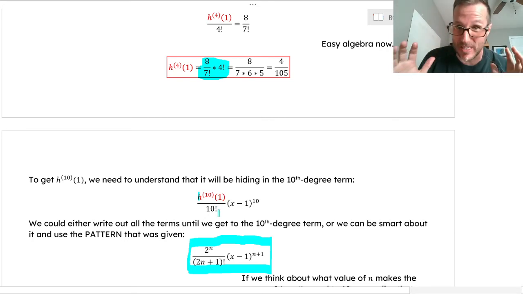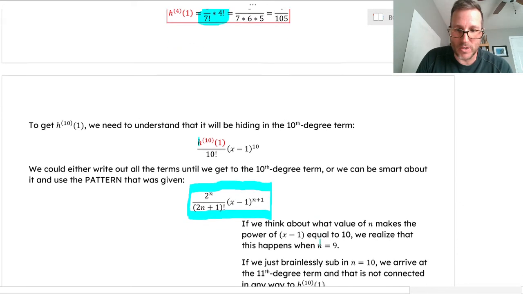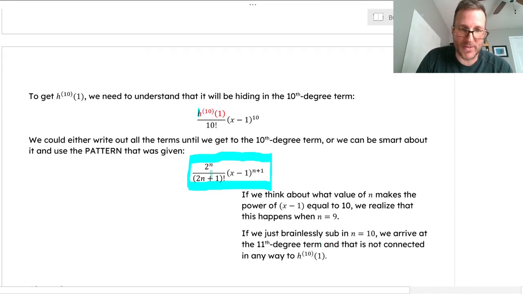That's generally what happens with all Taylor polynomials. This one, 2 to the n over 2n plus 1 factorial, was the specific pattern. Now, we've got to think about what value of n gets me to the 10th power, x minus 1 to the 10th. Well, clearly that's going to be 9, right? I mean, n plus 1, n has to be 9. So I can use 9 and sub in to the other n's.